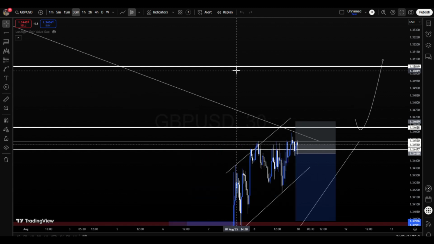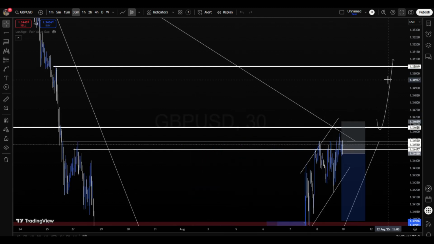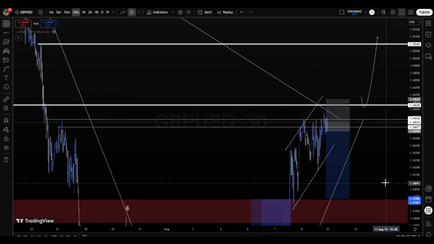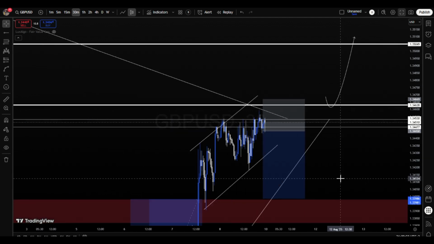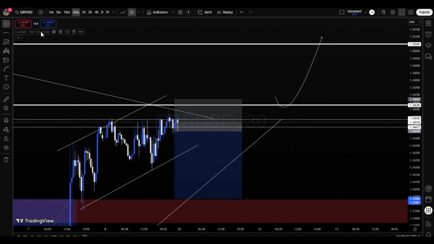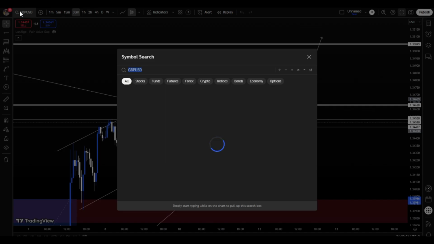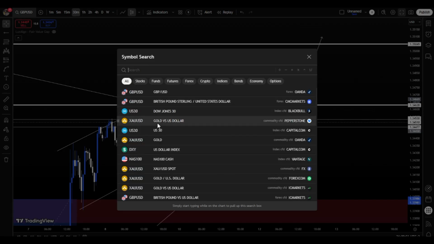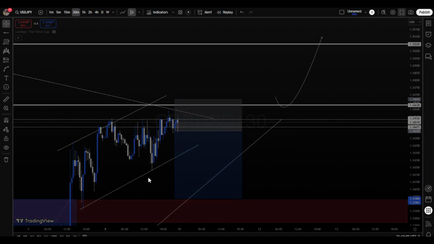But if you break above, we're still looking for more pump to the upside. If it breaks below, I feel like sales are in some high chances of getting in. Without taking any time, let's just quickly jump to USDJPY. So where is USDJPY? Oh, here it is, USDJPY.